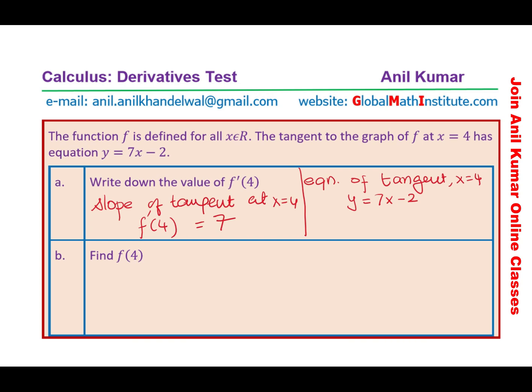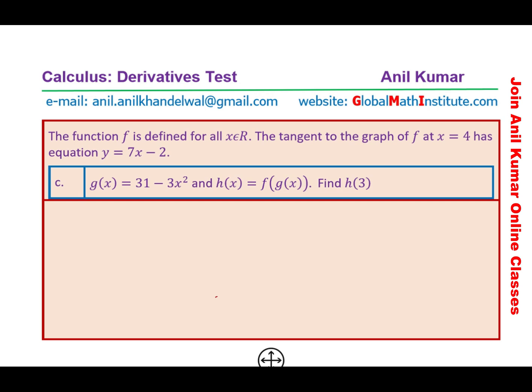Now f of 4, because the tangent is at the point x equals 4, we could find the value of y at x equals 4. That means at x equals 4, what is y? So y is equal to 7 times 4 minus 2, which is 28 minus 2, or 26. So we can write that f of 4 is indeed equal to 26. So we got the value 26 for f of 4. Now let's move on and answer part C.